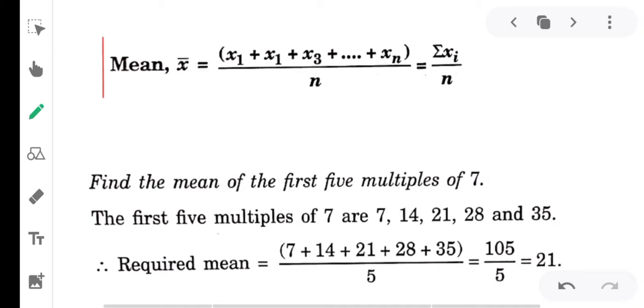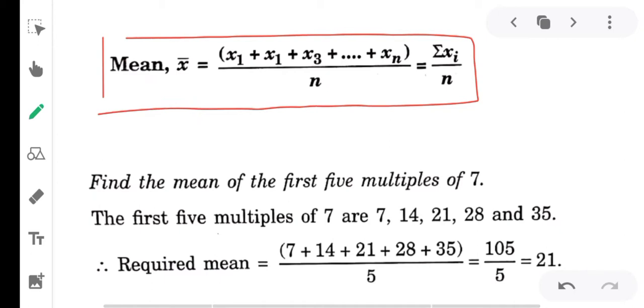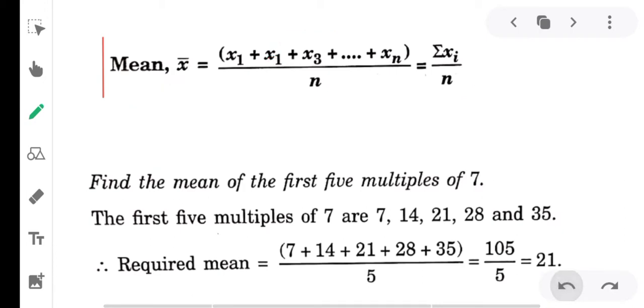Mean, we can represent mean by x bar. Mean x bar equal to x1 plus x2 plus x3 dot dot dot xn by n, or that is equal to summation of xi by n. Here x1, x2, x3 are the observations, n is the number of observations. This is called summation, or we also call it sigma. This is the symbol sigma, that means summation. So summation xi or sigma xi by n is the formula for mean.